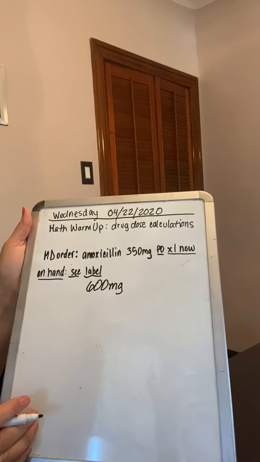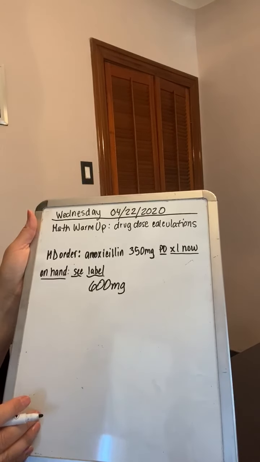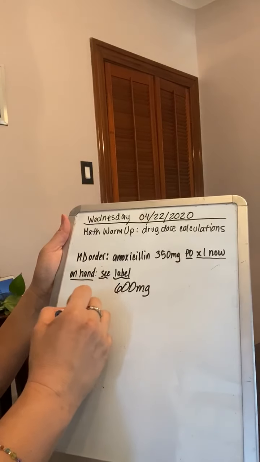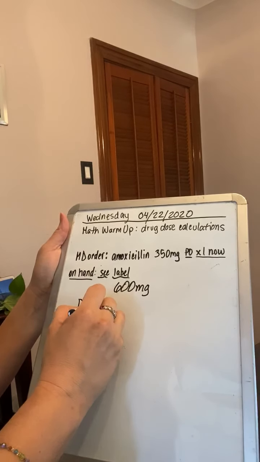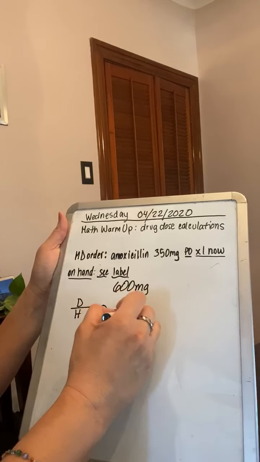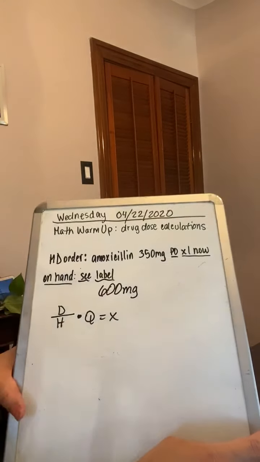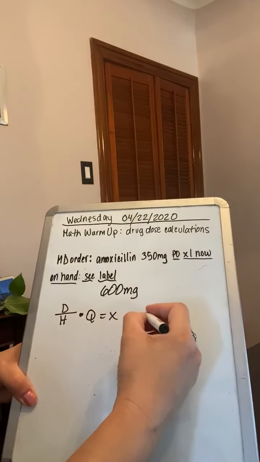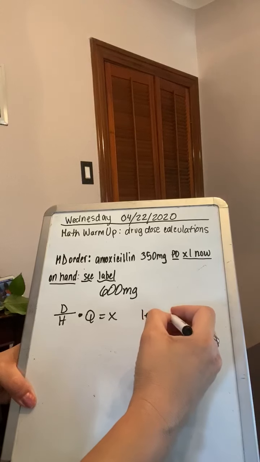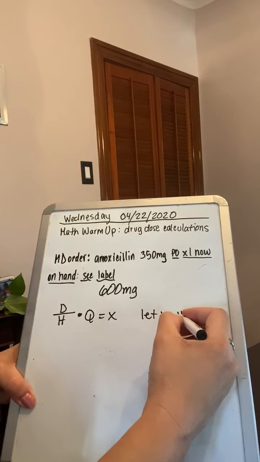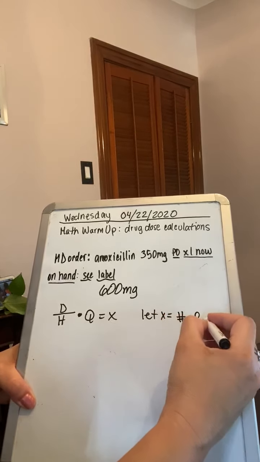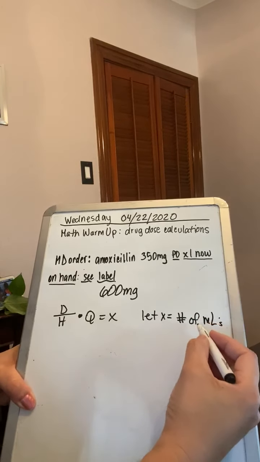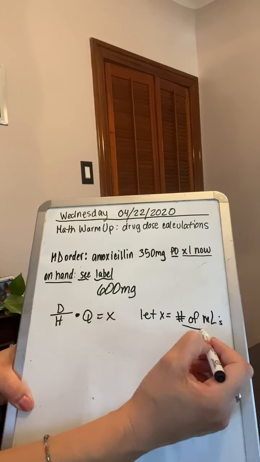And the first thing we want to do is choose our formula. So as we stated earlier, D over H times Q equals X. That's the formula I'm choosing. And right next to it, I want to write let X equal number of milliliters. This is important. This is a step I think that you're forgetting.